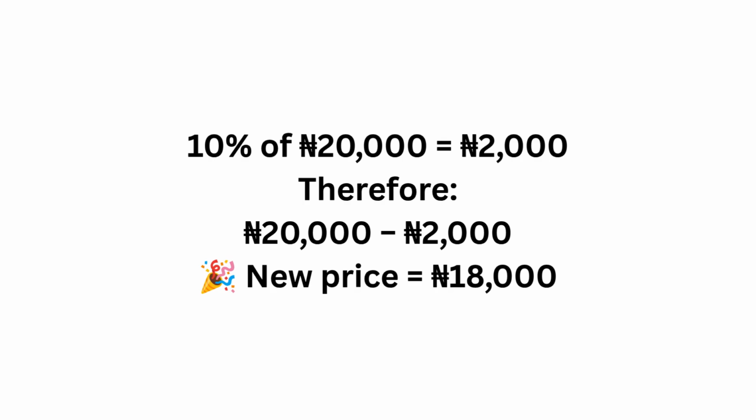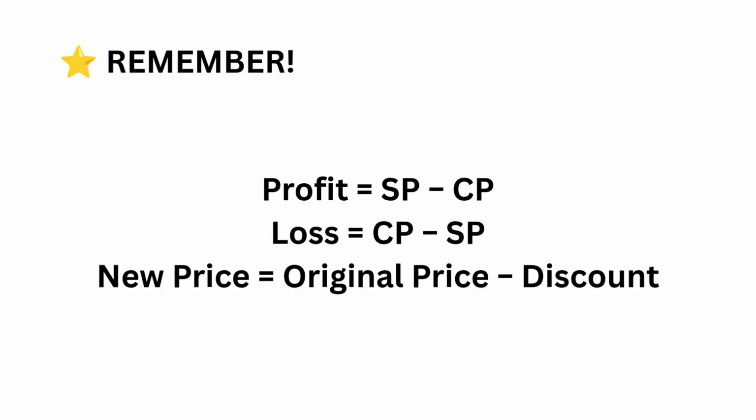So 10% of 20,000 naira is 2,000 naira. Now subtract the discount. The discount is 2,000 naira. Subtract the discount from 20,000 naira. So 20,000 minus 2,000 equals 18,000. So the new price is 18,000 naira. That's our answer. So if you got that, congratulations.